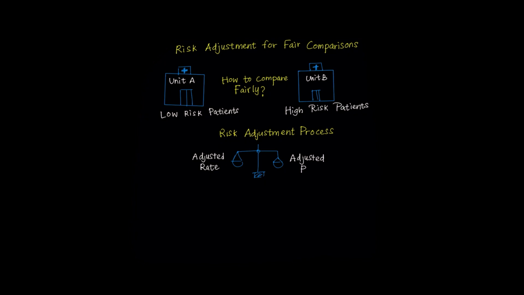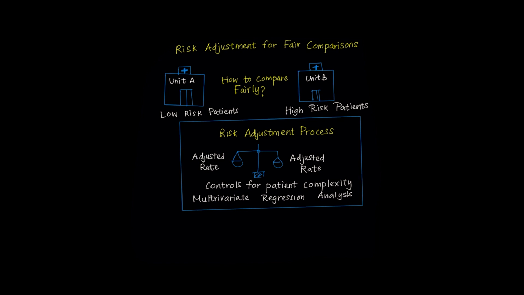Risk adjustment uses multivariate regression analysis to statistically level the playing field, essentially asking what would the infection rates look like if both programs had similar patient populations. This enables fair benchmarking and prevents penalising centres that care for sicker patients.